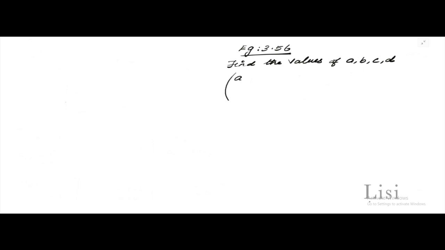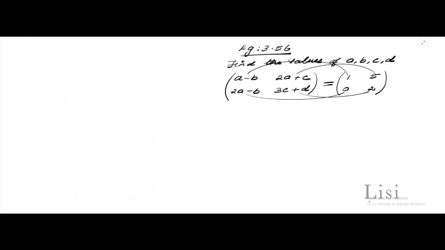Just I'll write the formula. The matrix a minus b, 2a plus c, 2a minus b, 3c plus d is equal to the matrix 1, 5, 0, 2. And it is said that they are equal, isn't it? It is given as they are equal. So what do you mean? This element and this element are same. These two are same. They are same. Right? So how can you write?